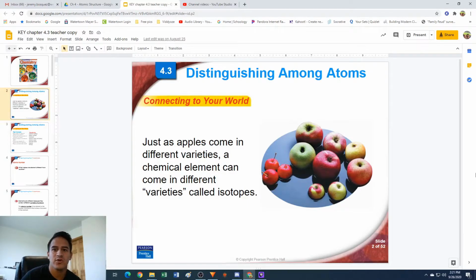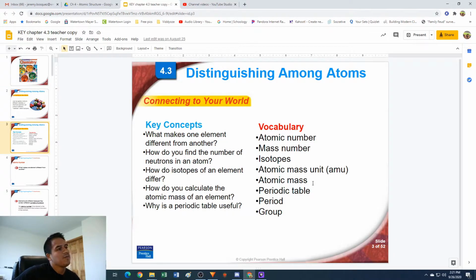In this video, we're going to be going over chapter 4.3 on isotopes and how we distinguish between different types of atoms. So let's get started. Now, most of you are probably familiar with atoms and the different parts inside of them from previous chapter sections, but you probably don't realize that atoms actually are different from one another, even if they are the same element. And this is what we're going to be talking about today.